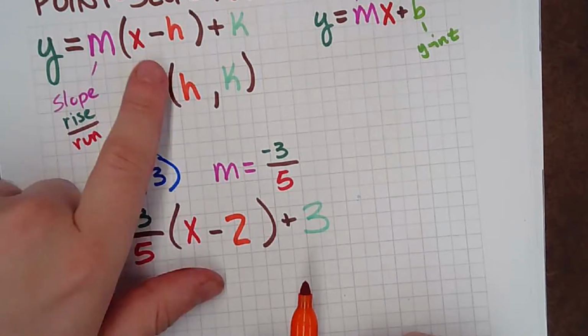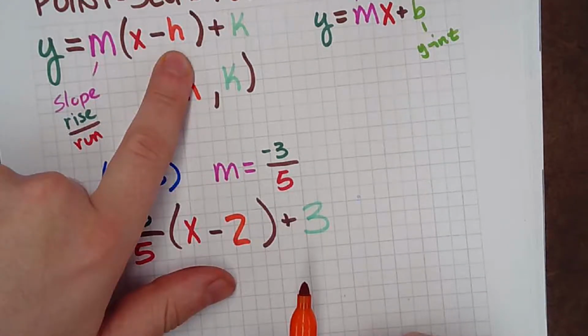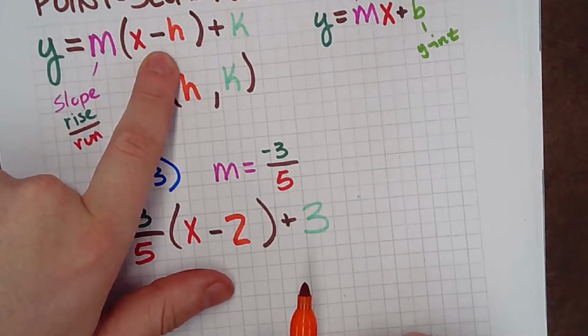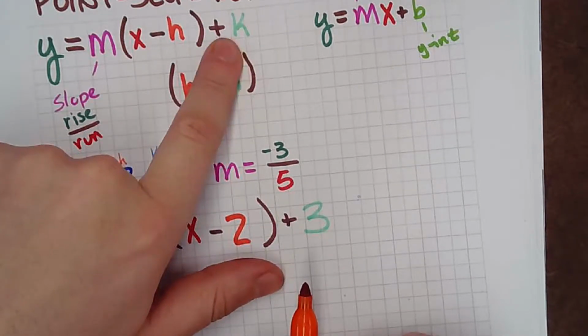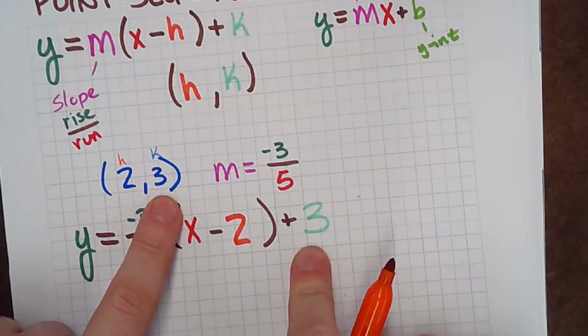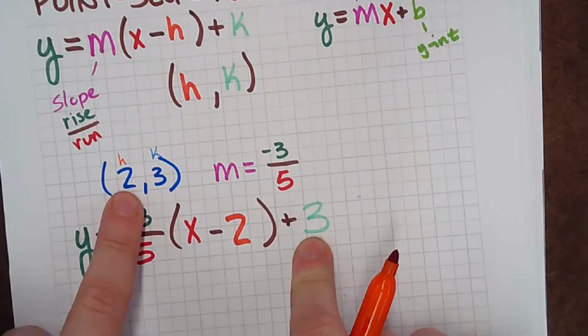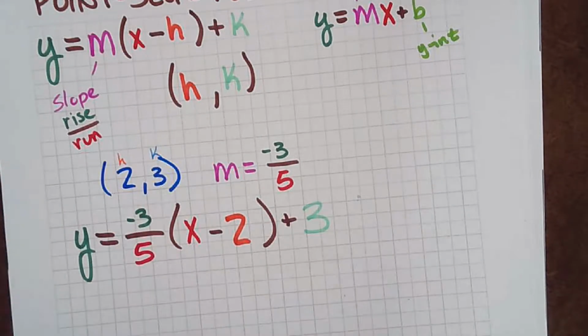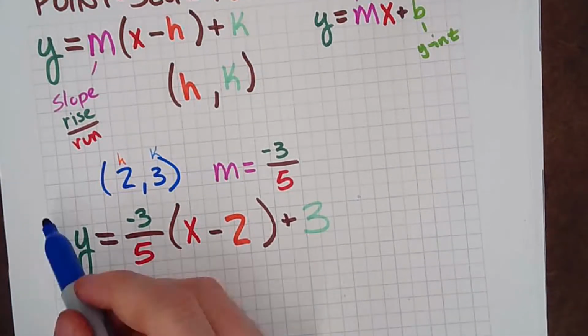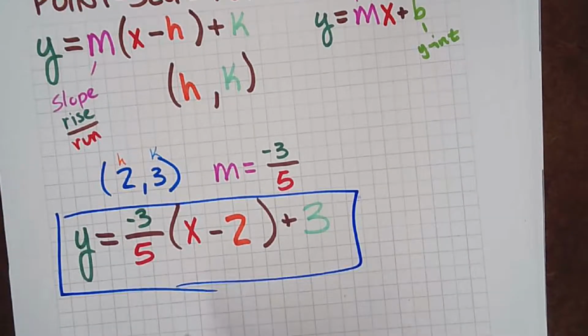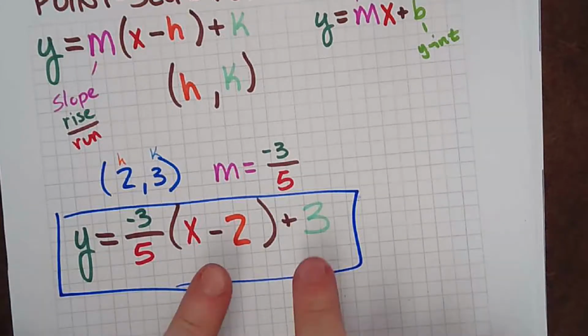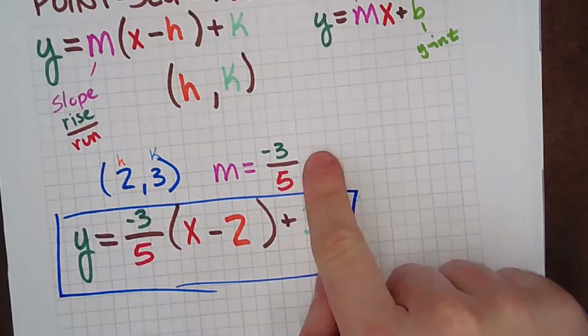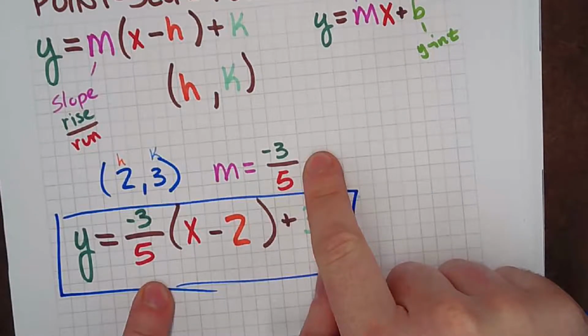So when we have that negative in our formula, it says do whatever h is, but change the sign. The plus means do whatever k is and keep the sign. So k was 3, so we kept the sign. It's plus 3. And 2 was positive, so it becomes negative. And that's it. That's the equation of this line, a line that goes through 2, 3, and has a slope of negative 3/5. So that's kind of cool.